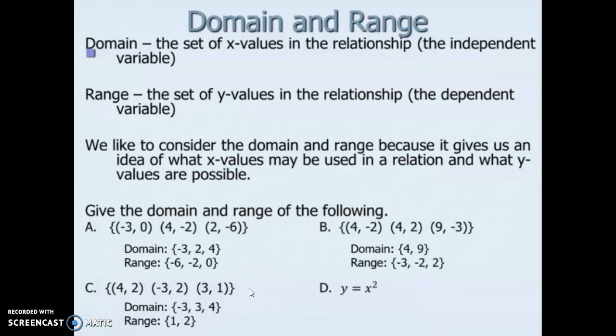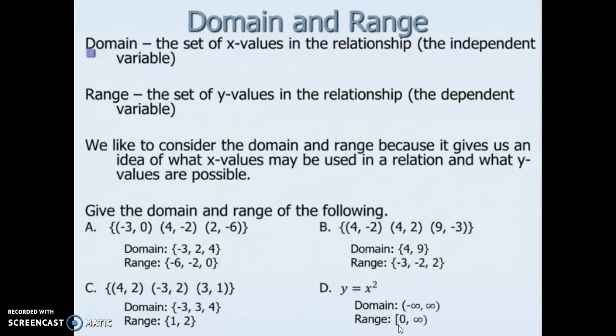I can plug any number into that x squared, but all of my answers are going to be positive or greater than or equal to 0. So my domain is -infinity to infinity, whereas my range goes from 0 to infinity. Note that it's a bracket on the 0, because if I did 0 squared, I do get 0. And I'm going all the way up to infinity.